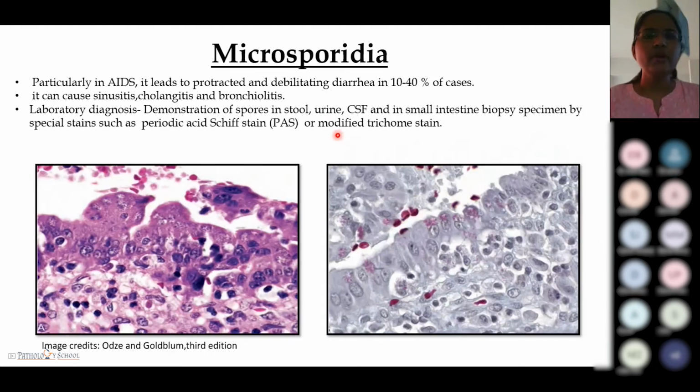Next is Microsporidia. Microsporidia leads to protracted and debilitating diarrhea in 10 to 40% of patients, and lab diagnosis is by demonstration of spores in stool, urine, CSF, and in small intestine biopsy specimens by special stains such as acid-fast stain, periodic acid stain, and modified trichrome stain. Here is a microscopic picture where we can see the spores of the Microsporidia. This is modified trichrome stain where they are stained pinkish in color.